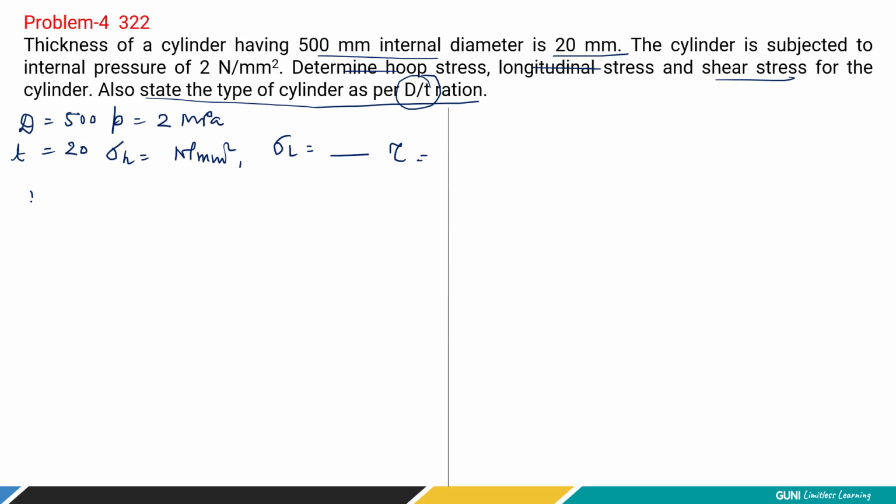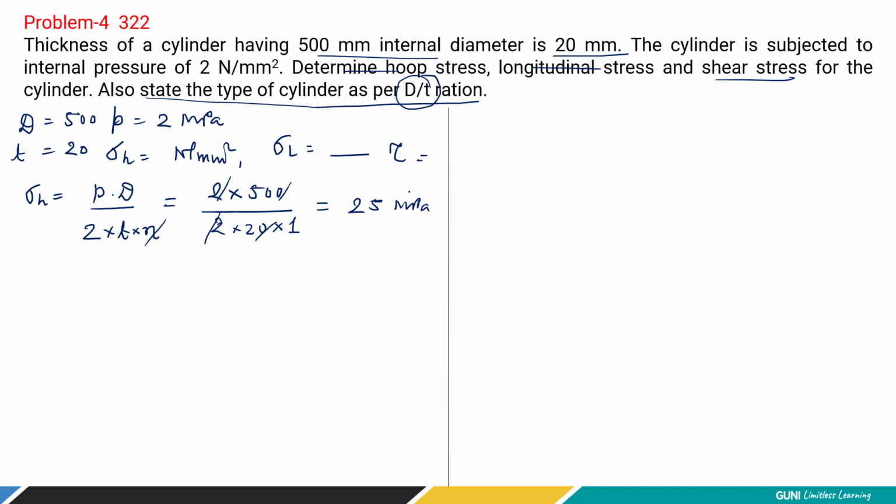So first, hoop stress is equal to P into D divided by 2 times shell thickness into joint efficiency. Here the joint efficiency is not given, so we can ignore it and take 100%. Pressure is 2 megapascal, diameter is 500 millimeter, divided by shell thickness, which is 20. So we cancel out the 2 and the 0, and we get the hoop stress equal to 25 megapascal. Megapascal means Newton per millimeter square.